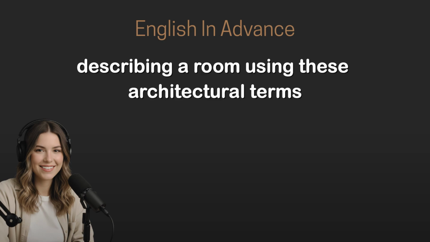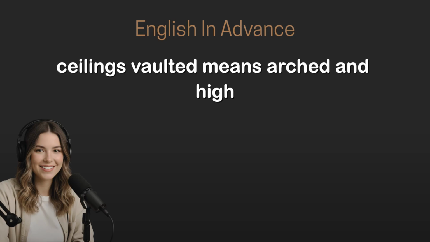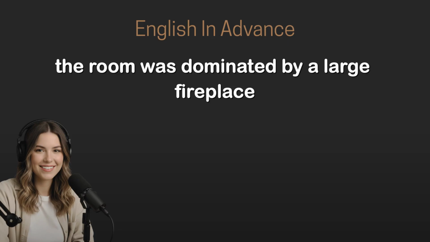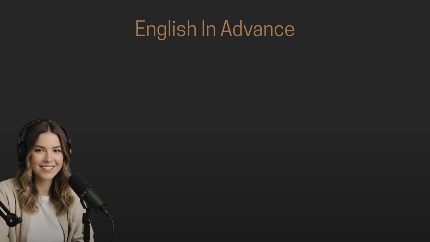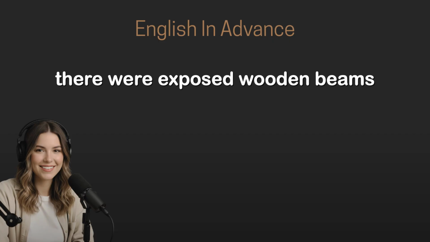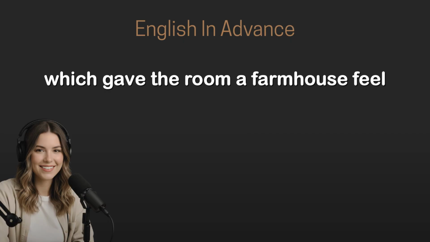Let's practice describing a room using these architectural terms. I walked into the living room, which had high vaulted ceilings. Vaulted means arched and high. The room was dominated by a large fireplace made of rough stone. There were exposed wooden beams running across the ceiling, which gave the room a farmhouse feel.